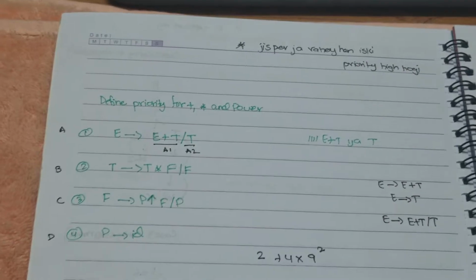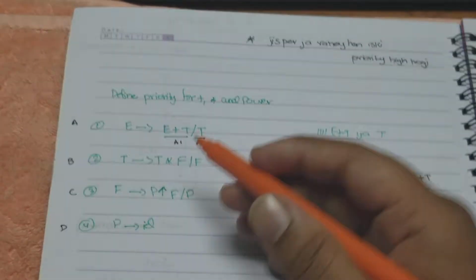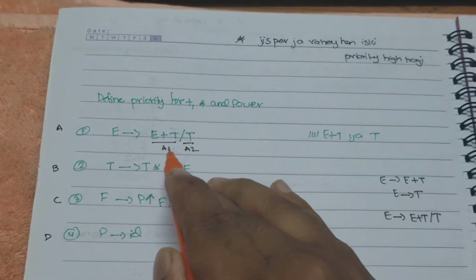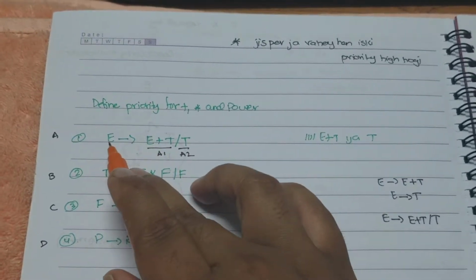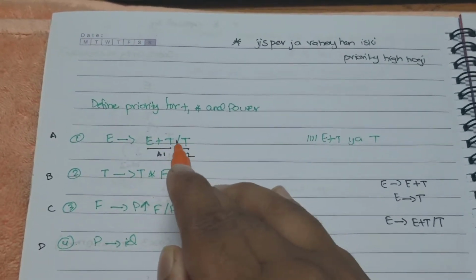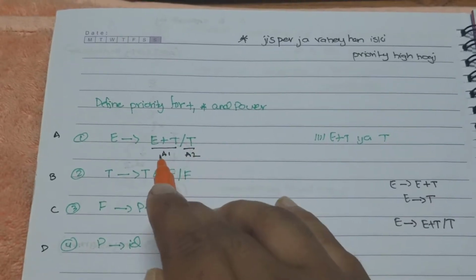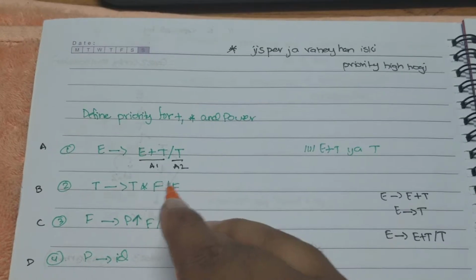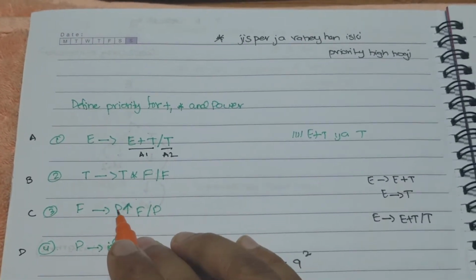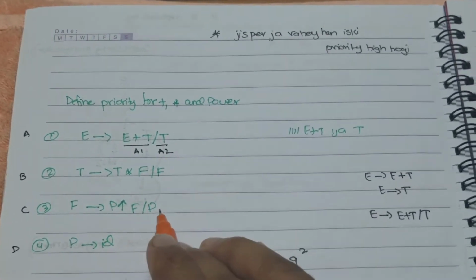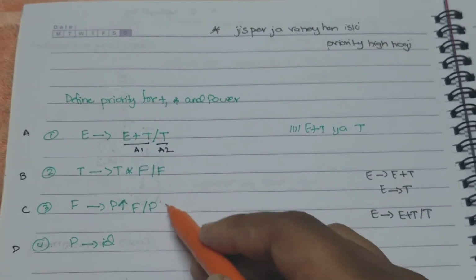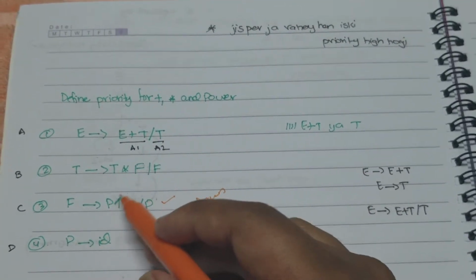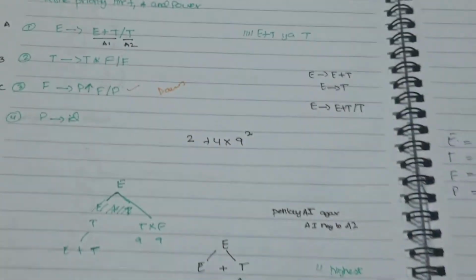What we have over here is our set of rules. E can be replaced by E plus T or T, and this can be called A1. T can be replaced by T into F or F. F can be replaced by P power F or P. This I'll explain in a bit. This arrow is used for powers, and P can be replaced by ID.